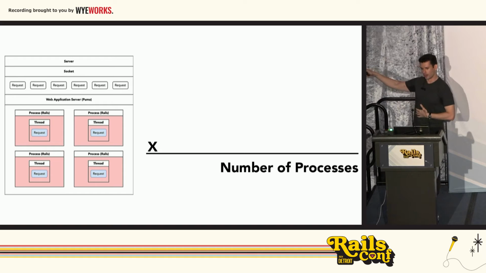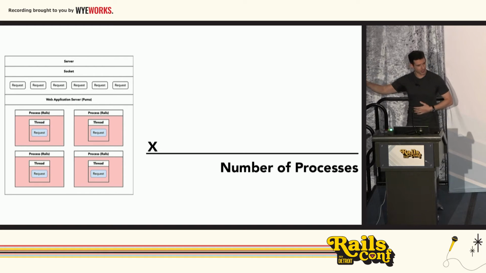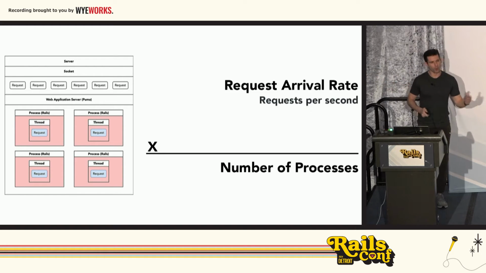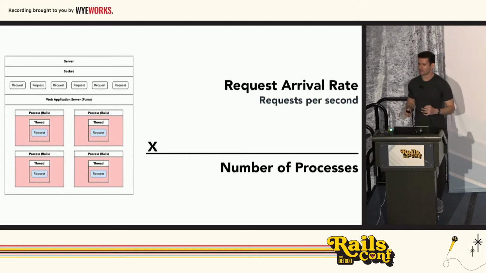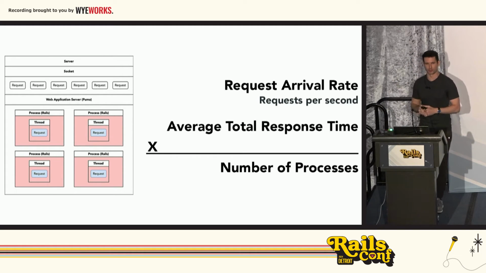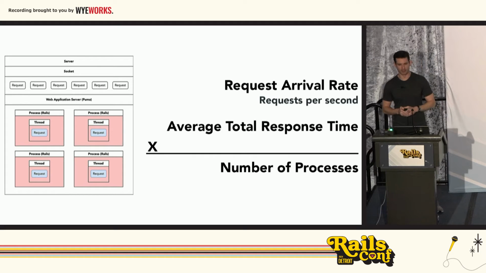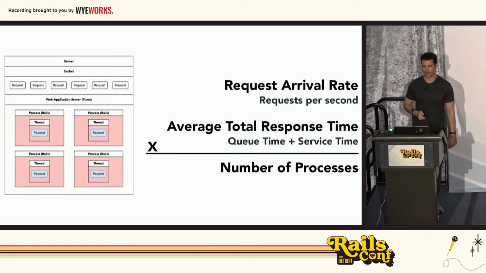And those parameters are the number of requests that we're receiving per second, what we can call our request arrival rate, and the average total time it takes to process one of those requests, where total time is going to represent the amount of time a request spends in the queue in addition to the amount of service time.